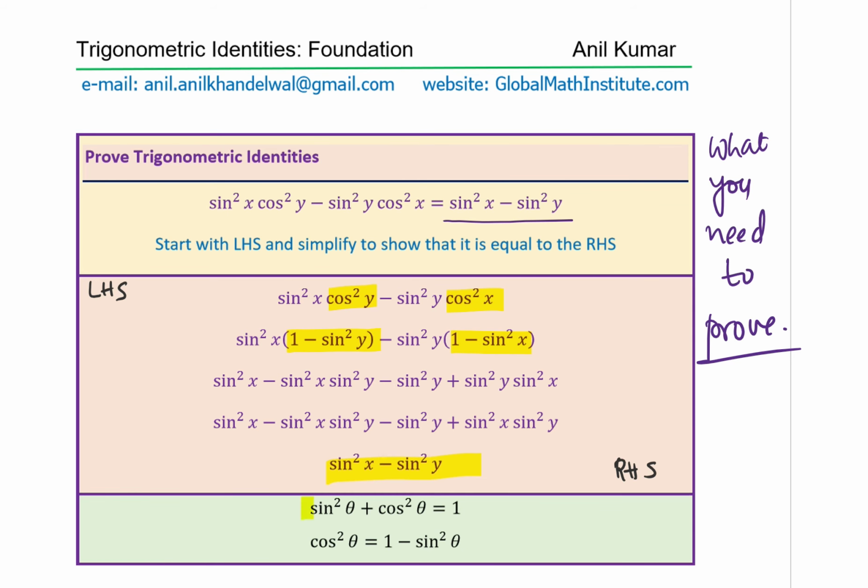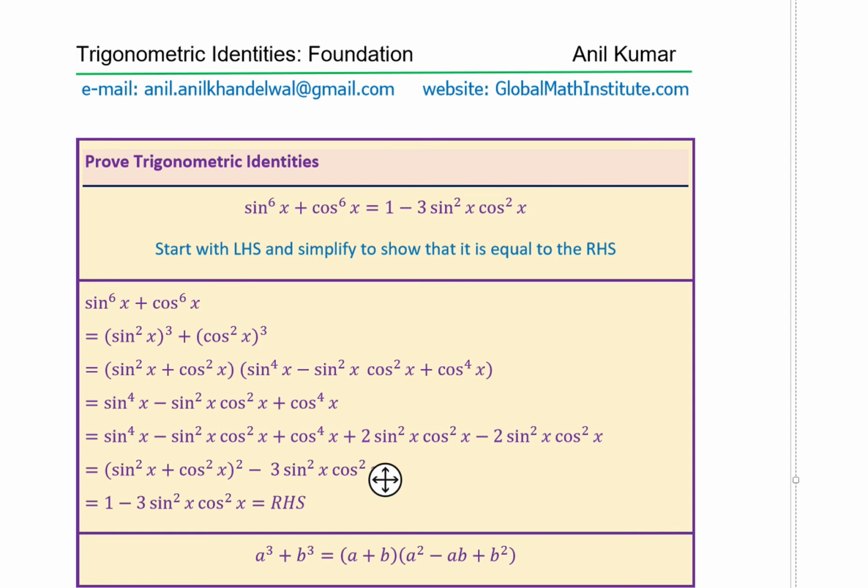The only trigonometric identity we utilized here is sine square theta plus cos square theta equals 1, which could be rearranged and written as cos square theta equals 1 minus sine square theta. Correct? Let's take the next example, which is sine to the power of 6 x plus cos to the power of 6 x equals 1 minus 3 sine square x cos square x. Now here you should know what is a cube plus b cube equal to.